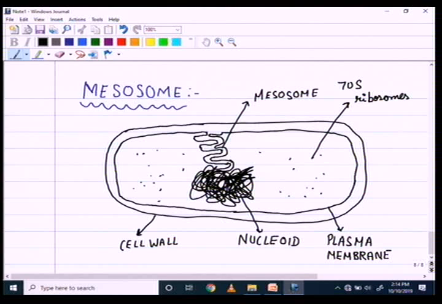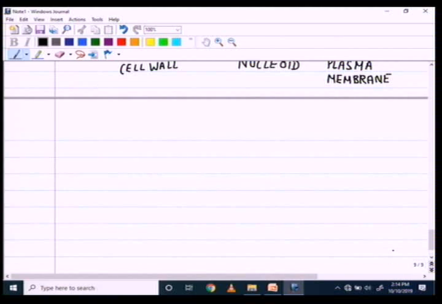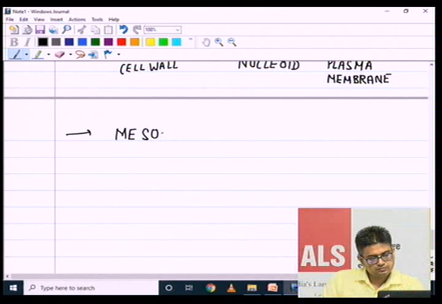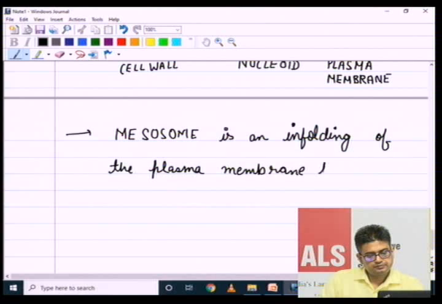All right, so let me continue about mesosome. What is a mesosome? Mesosome is an infolding of the plasma membrane to increase the surface area.